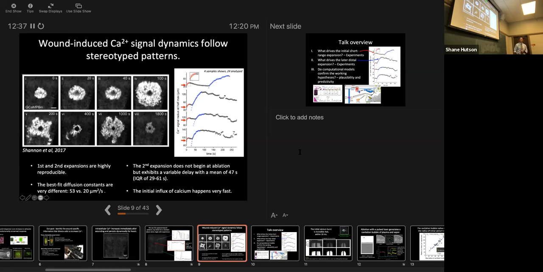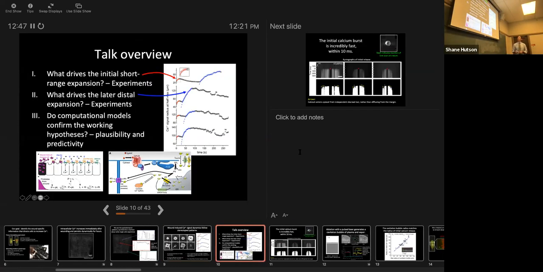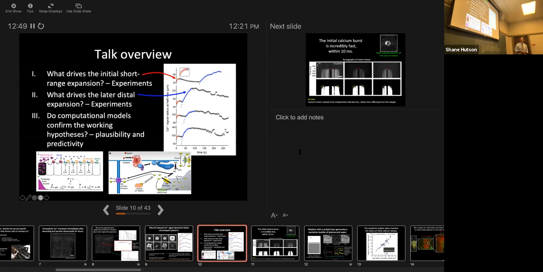So we'll talk about this first and second expansion, or local and distal expansion, and try to figure out what's behind that and what the different mechanisms are for those processes. The overview from here: we'll talk about what drives that initial short range expansion, the first one, what drives the latter distal expansion, the second one, and then highlight what computational models can do to confirm the working hypotheses, to help us make new predictions, and to test those predictions.